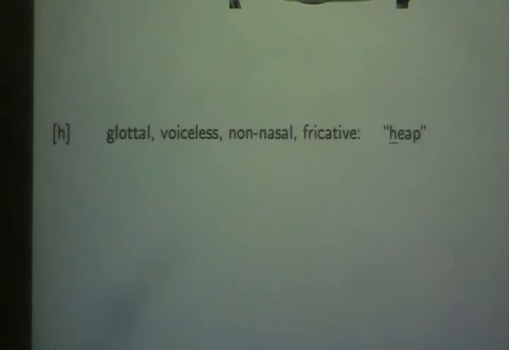Now, one thing you're going to have to do is remember how all of these sounds are made, and that involves remembering whether they're nasal or not, or whether they're voiced or not. You can do that by just grabbing your head and making the sound and looking for a buzz. But the other thing you'll have to remember is where in the mouth these sounds are made, and that's a bit harder to perceive.